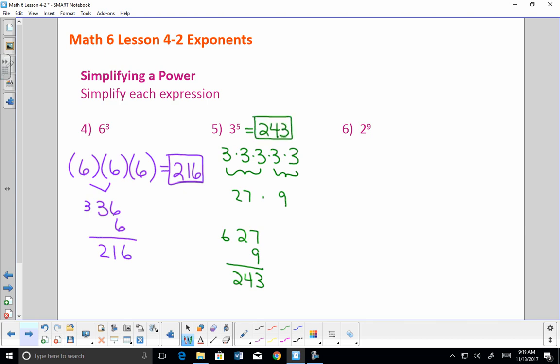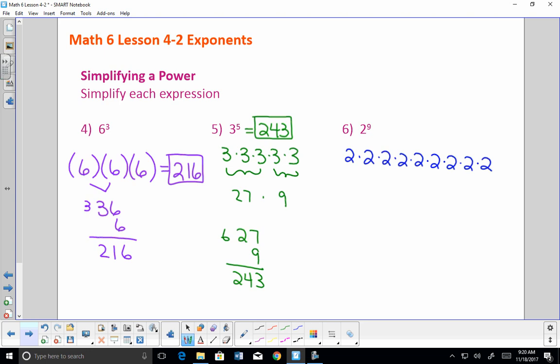2 to the 9th is not 18. It's not 2 times 9. It means 2 multiplied by itself a total of 9 times. 1, 2, 3, 4, 5, 6, 7, 8, 9. Now you can multiply them each individually. 2 times 2 is 4, times 2 is 8, times 2 is 16, times 2 is 32, times 2 is 64, times 2 is 128.